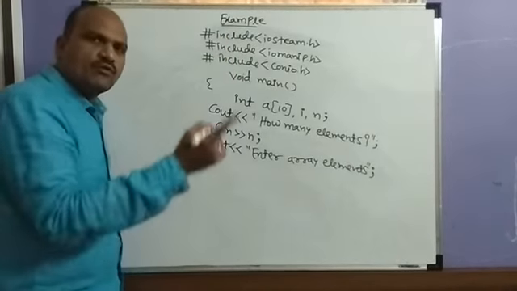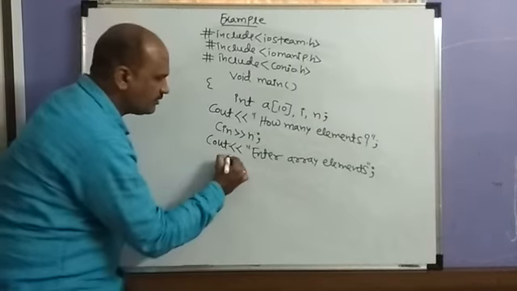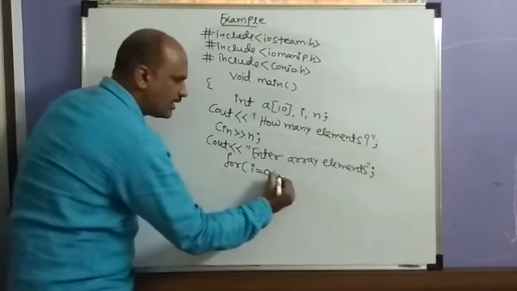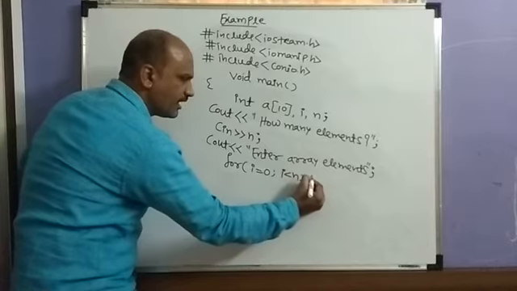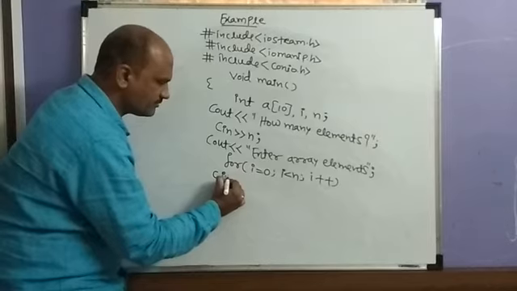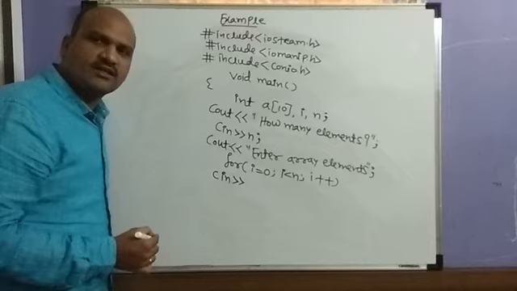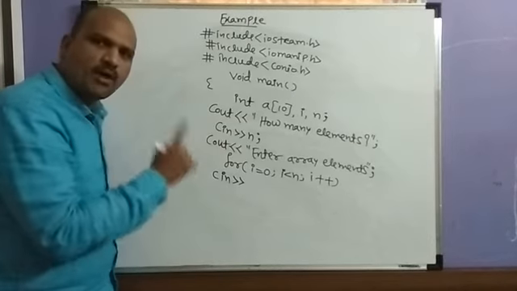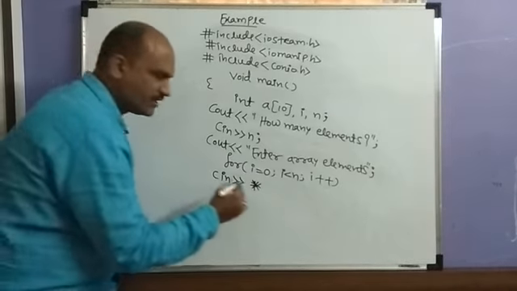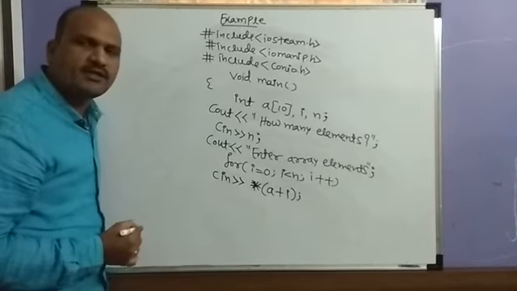For the array, all the elements should be read, so we use a for loop: i equal to 0, i less than n, i plus plus, to read all the elements. Then cin. Simply we could use a plus i, but now we are using a pointer, so you have to use the asterisk symbol: *(a + i). It will read all the elements.